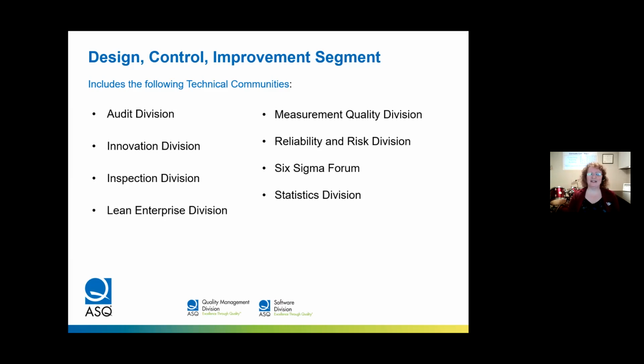And lastly, the statistics division. These members include quality managers, engineers, statisticians, educators who might apply research, development, and promote statistical methods. So if that sounds like something you're interested in, get to know the statistics division. Check them out online, check them out on My ASQ, check them out at World Conference.